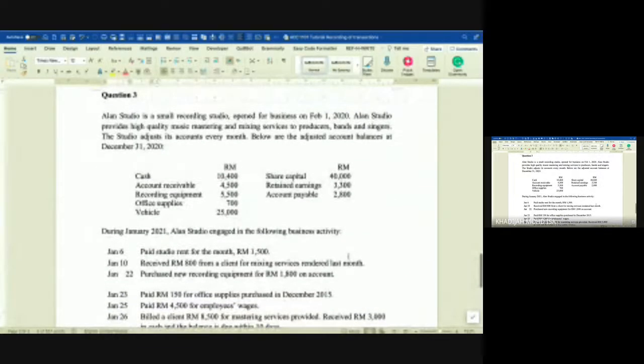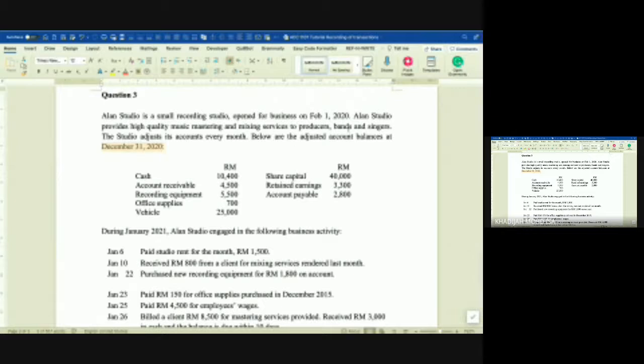Okay, and here, what happened is that you have Allen Studio providing high quality music mastering and mixing service to producers. So you have to understand the business. The adjusted accounts every month, here are the adjusted balances. So this one is balanced as at 31st December.